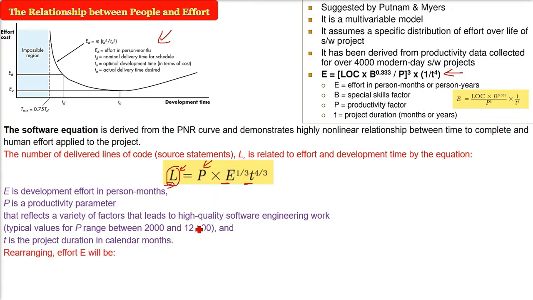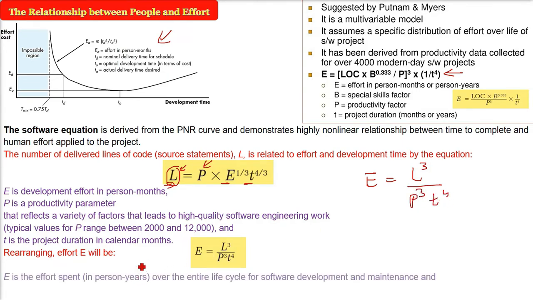Now let us rearrange it. With a certain rearrangement, this effort E will give a very good equation: E = L^3 / (P^3 T^4). Let me write it because we are going to use it in an example. So E is the effort spent in person years, please remember person years, over the entire life cycle for the software development and the maintenance part also. And T is the development time in years. Please remember that in this equation the time will be in years.